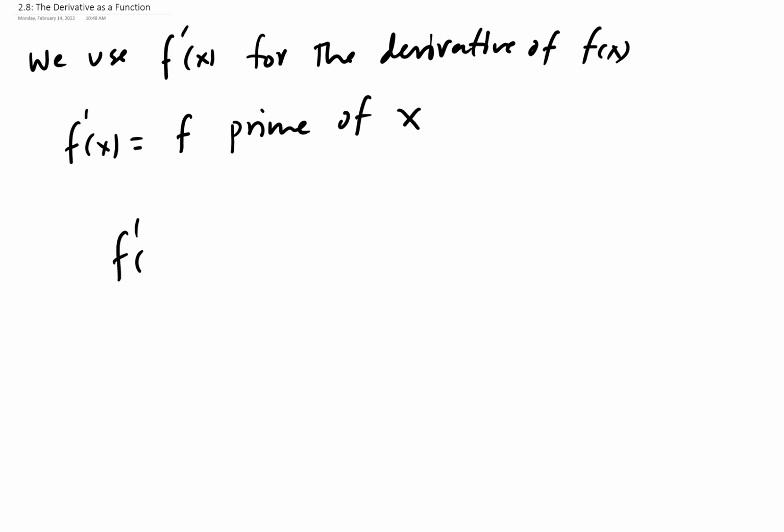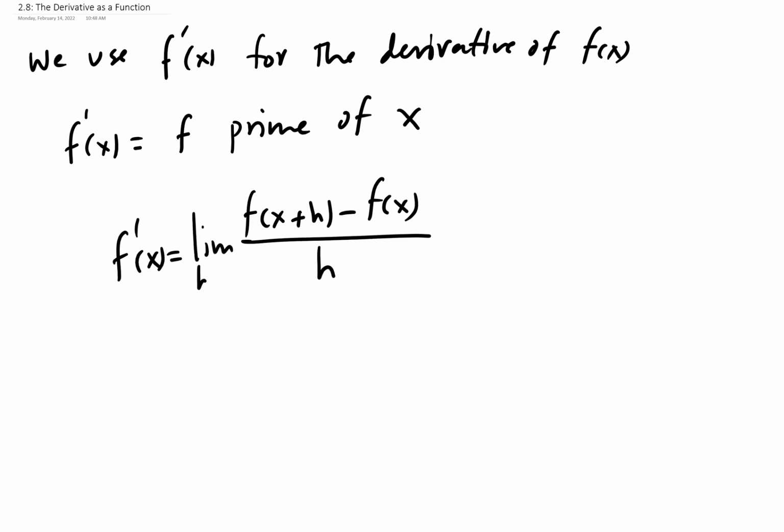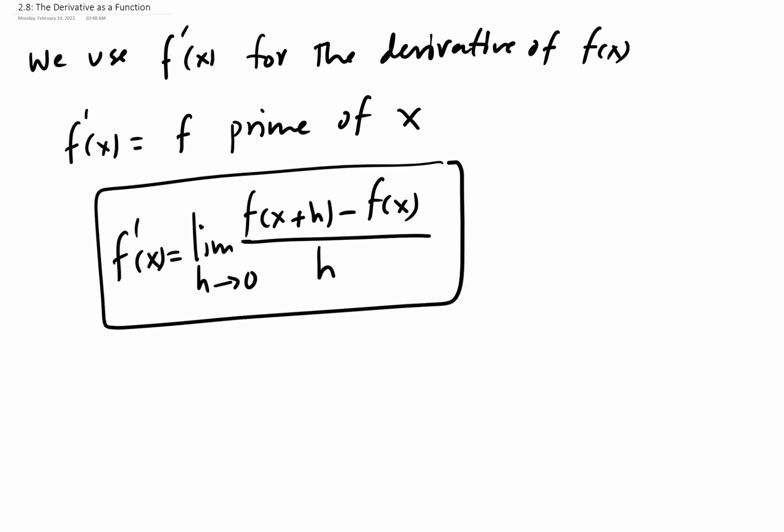So f prime of x equals, what is the definition of f prime of x? You know, from pre-calc we taught you what we call the difference quotient, f of x plus h minus f of x over h. If we take the limit of this as h goes to 0, that gives me what f prime is. That's what f prime is.